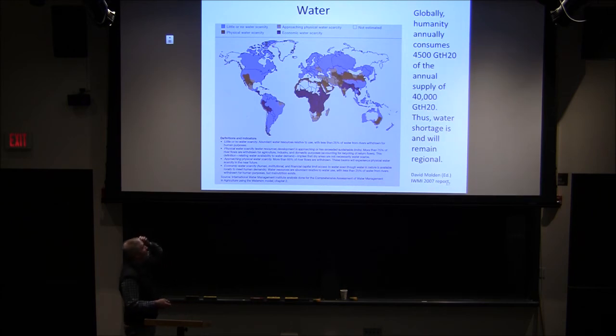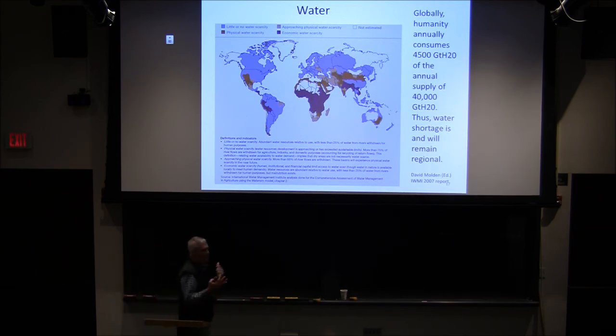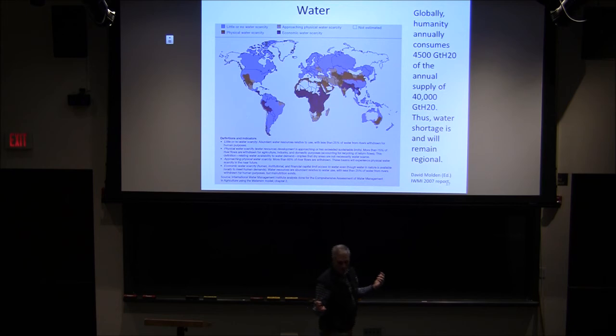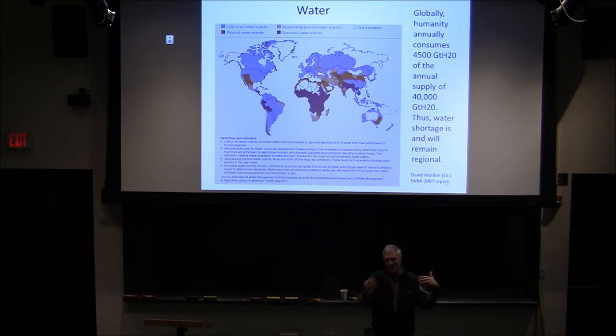The water problem is interesting because, unlike these other problems, it's not really a global problem in the absence of extreme climate change. Humanity currently consumes 4,500 gigatons of water, billion metric tons. But the annual supply globally is almost 10 times that. So the idea that globally we're running out of fresh water is just not true. We're using something like 10% or 15% of our global freshwater supply. But the problem is that it's not where we want it to be.